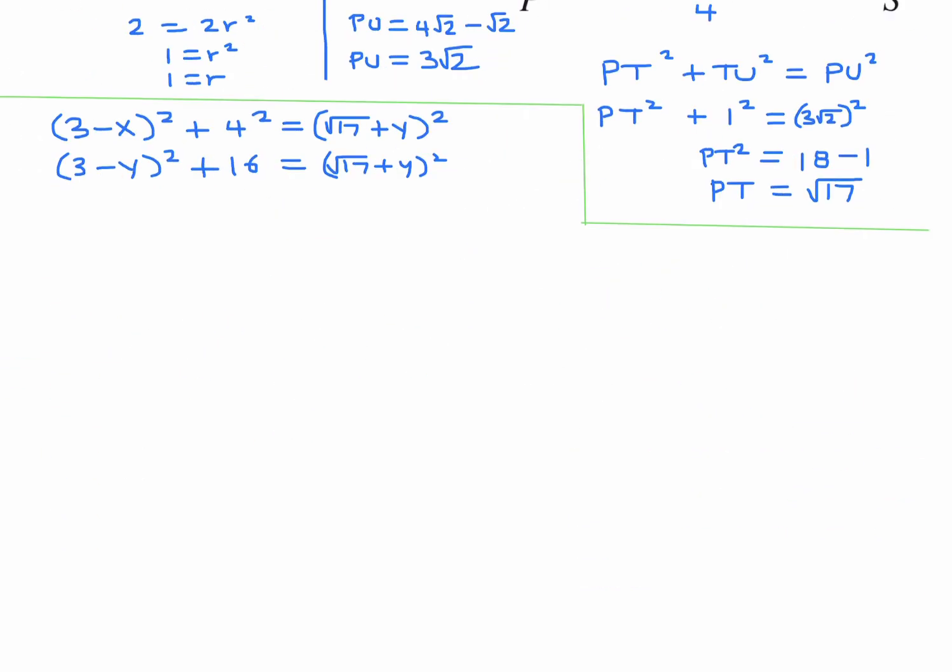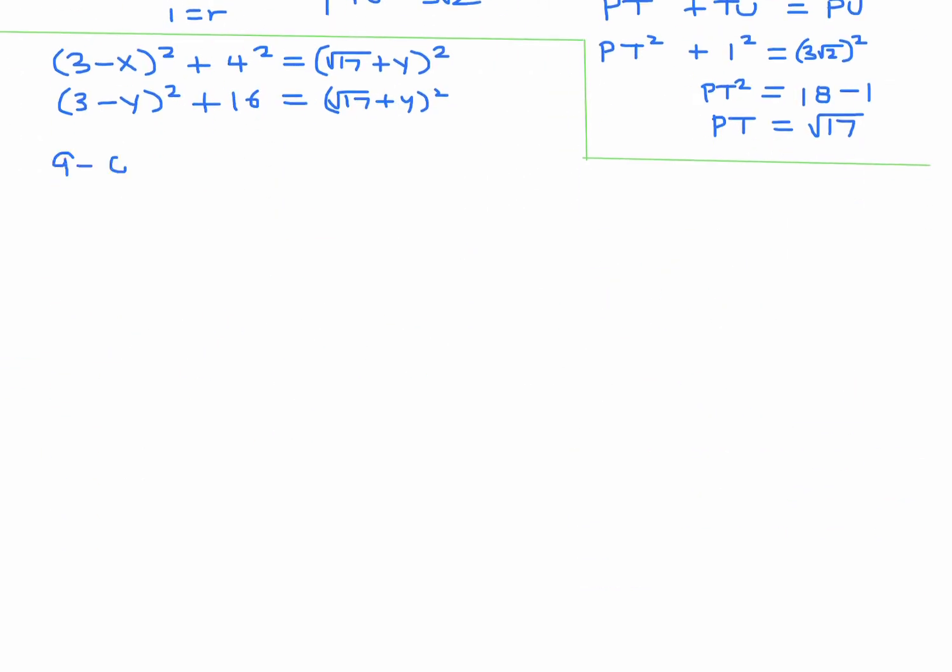So here we go. We got 9 minus 6y plus y squared plus 16, and this is going to be 17 plus root 17 times 2y plus y squared. Y squareds cancel, and let's see what we can get. Everything on one side, 2 root 17y plus 6y. And if you bring everything over, 9 plus 16 is 25. 25 minus 17 is 8. Okay. Hopefully I haven't made any errors.